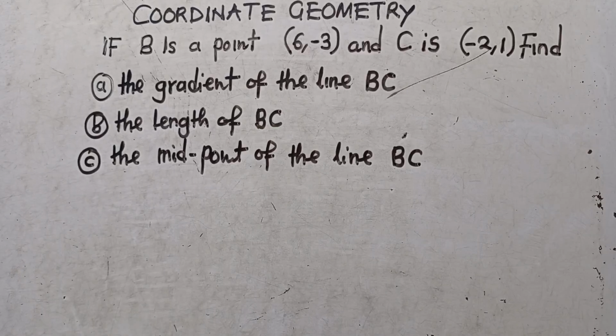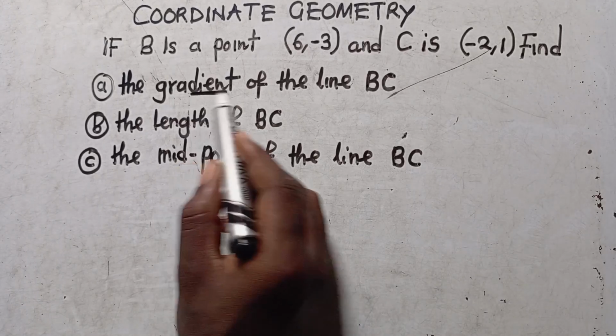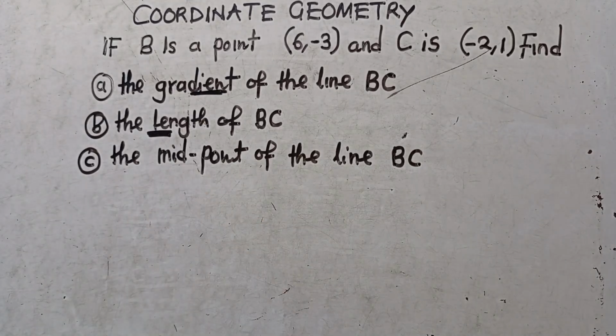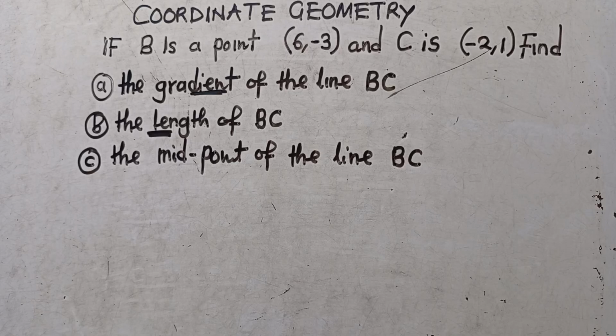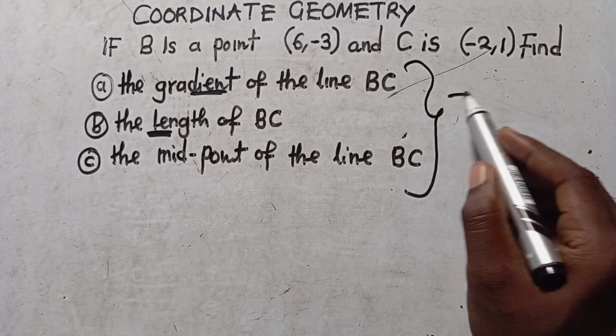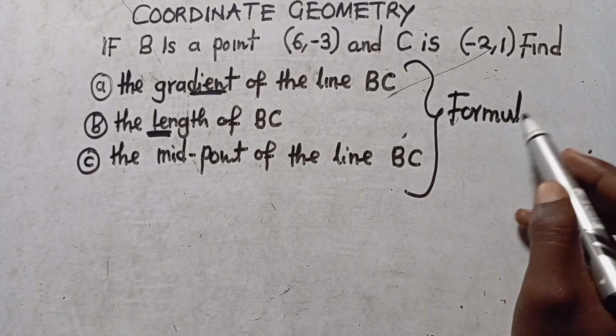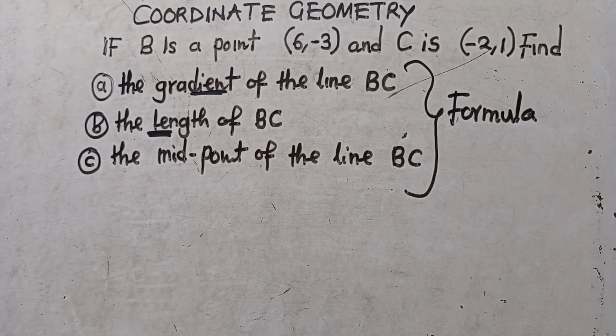All these questions fall under coordinate geometry, and I want to teach you how to find the gradient, how to find the length or distance, and how to find the midpoint of a particular line. These are important things that I want you to know. I want you to get how I'm answering this particular question. The most important thing is knowing the formulas. Once you know the formulas, this topic called coordinate geometry becomes very simple. You just need to know the formulas.